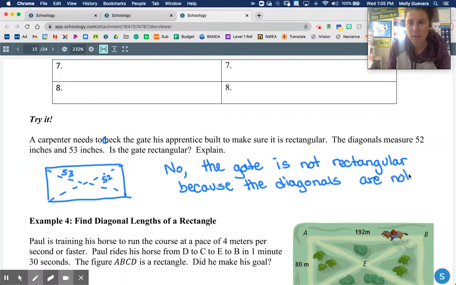Are not congruent, so therefore it is not a rectangle. Okay. So again, just using the fact that rectangles have these diagonals that have to be equal to each other.